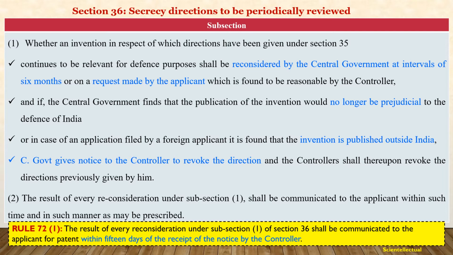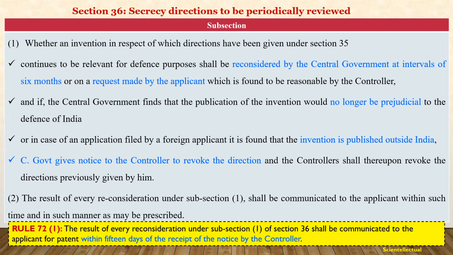Whether it continues to be relevant for defense purposes shall be considered by the central government at an interval of 6 months, or on a request made by the applicant which is found to be reasonable by the controller. If a secrecy direction is given, then the central government reviews the application every 6 months to check whether it is still relevant to the defense purpose.